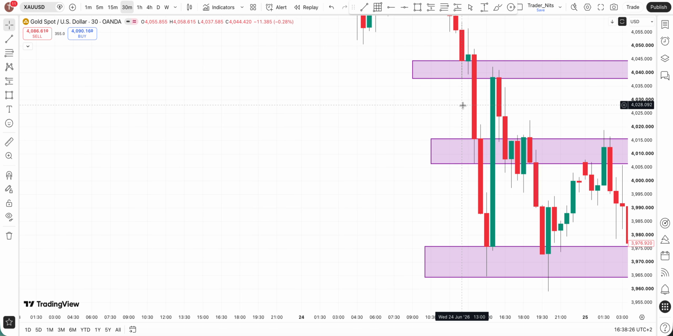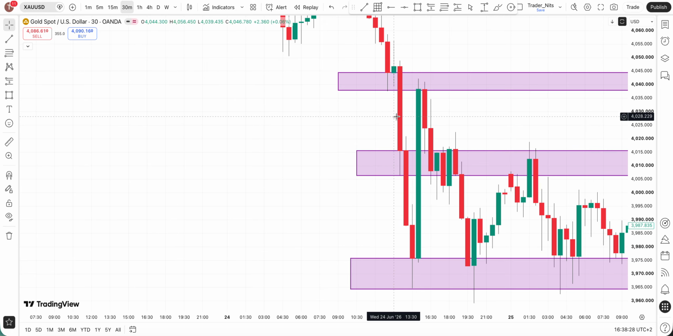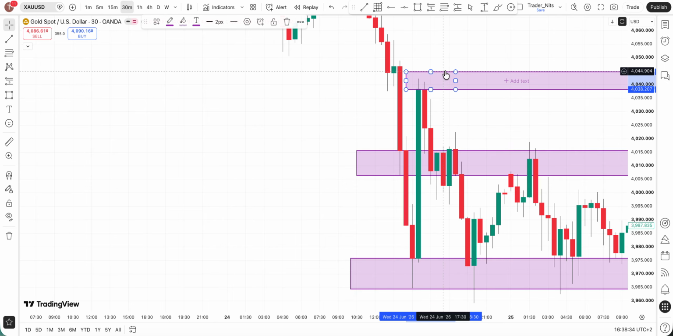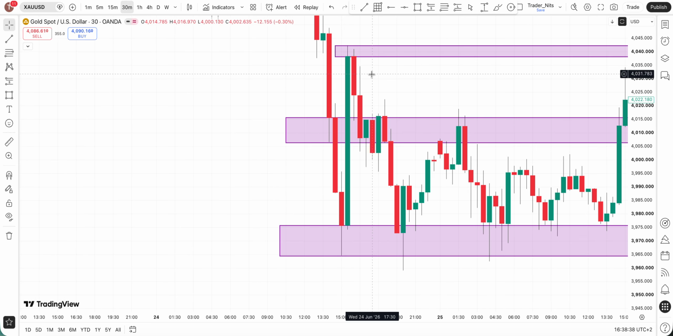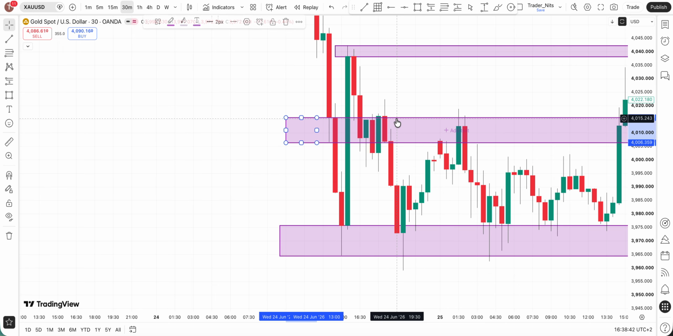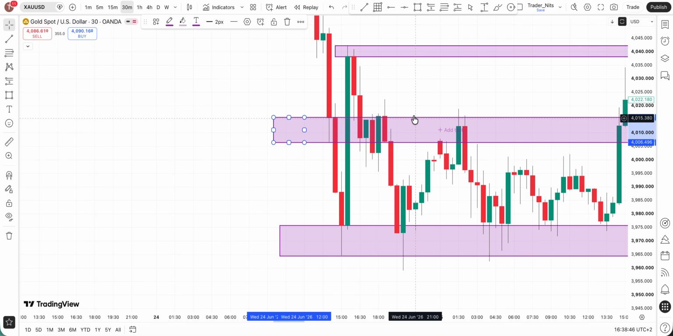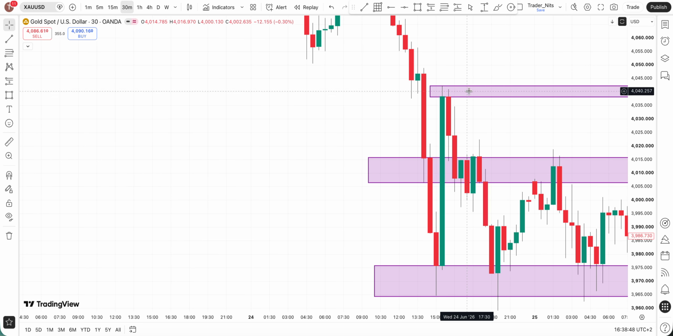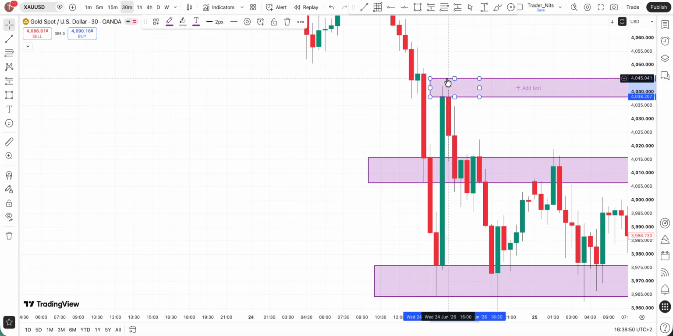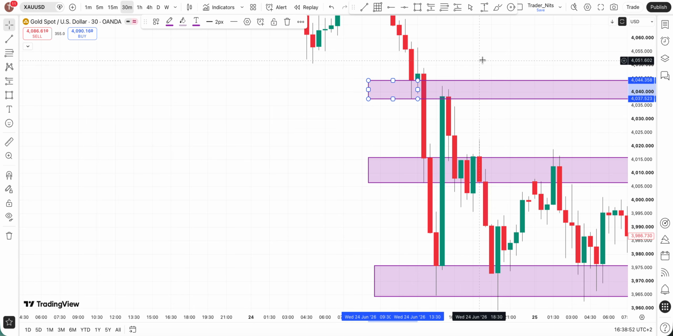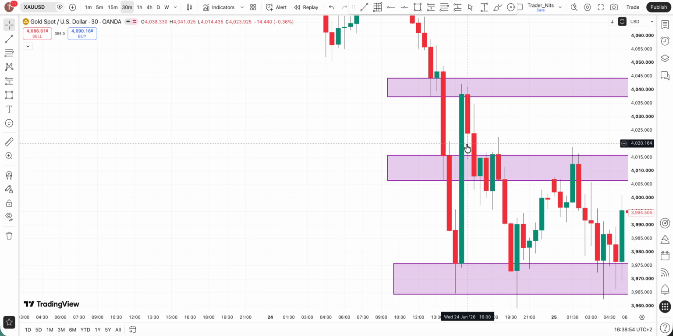What people normally do is they start marking their support and resistance level here. Here it becomes their support level, and once this level is done, the price moves, and in the future they start marking these levels. But you need to mark these levels before the price moves, so you know from where the price will reverse.